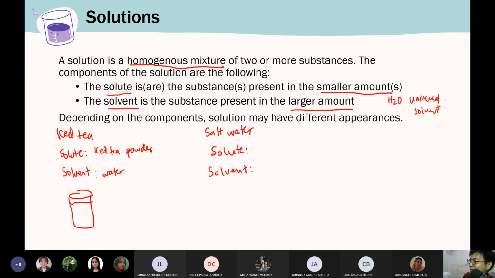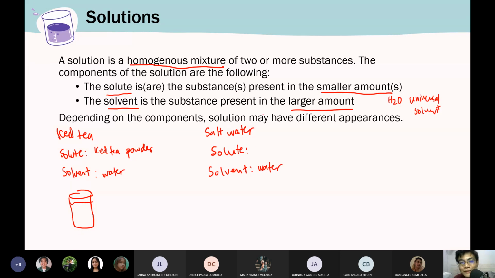Sabi ni Mary, ni Franz, solute, salt. Solvent water. Tama naman. Tama naman yan. Solvent sa tubig dagat, edi water yun, no? Solvent is water. Yan, water pa rin.